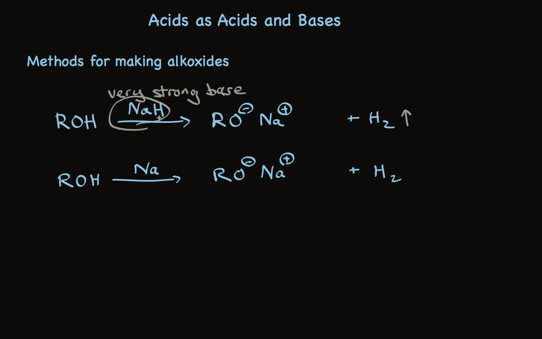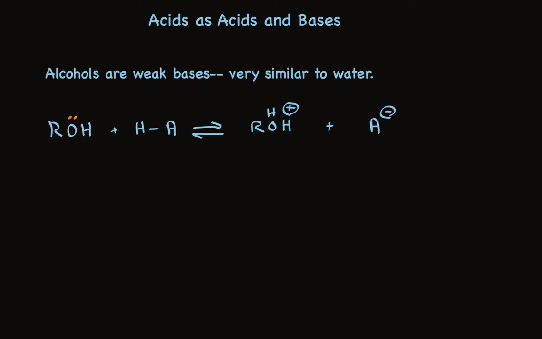A second way that's very common is to use sodium metal. Again, hydrogen gas evolves, and again, this reaction is essentially quantitative. So using either sodium hydride or sodium metal, we can transform alcohols into sodium alkoxides. Why would we want to do that? Well, because sodium alkoxides are both good bases and good nucleophiles, so we can do a lot of chemistry with those guys.